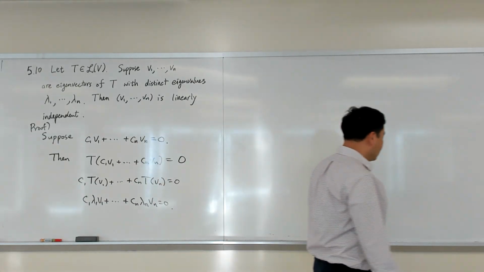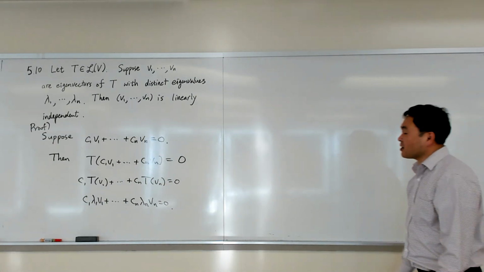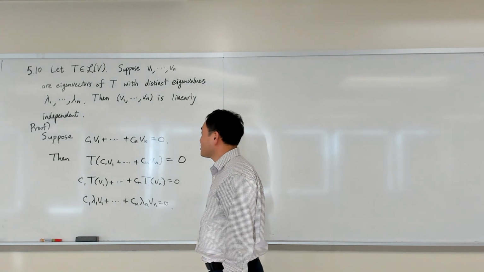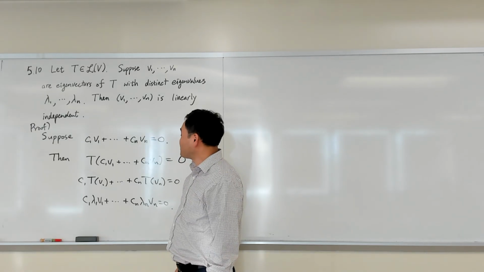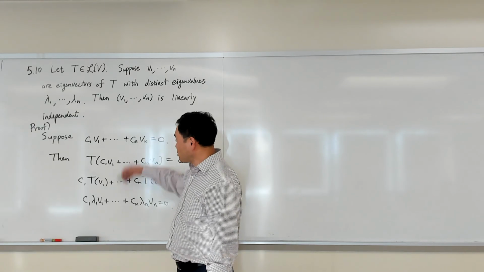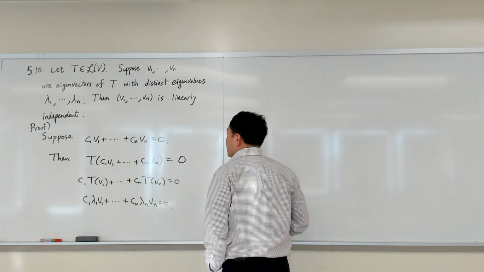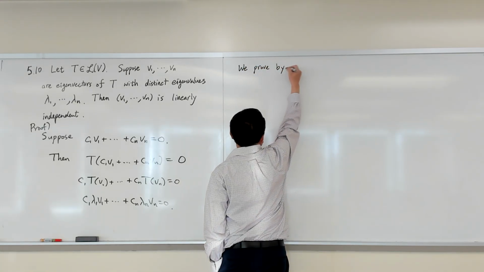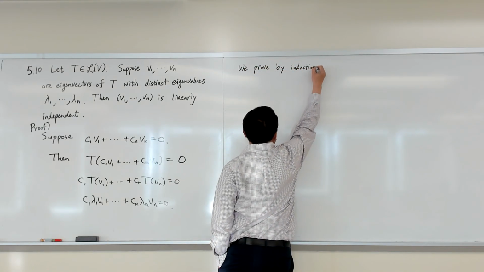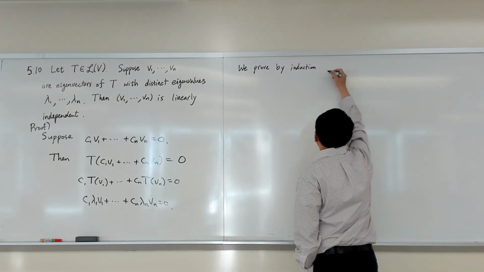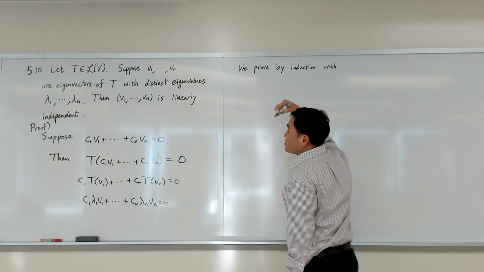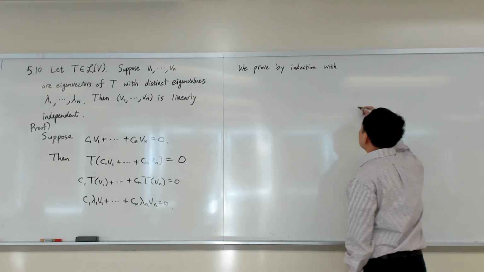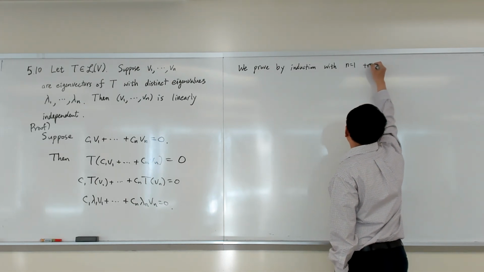So now what do we do? Well, I guess I should have started with the induction, but let's just say this is true for all cases. So we prove by induction, with the base case: if you have a single non-zero vector, it's always linearly independent, right? So n equals 1, trivially true.